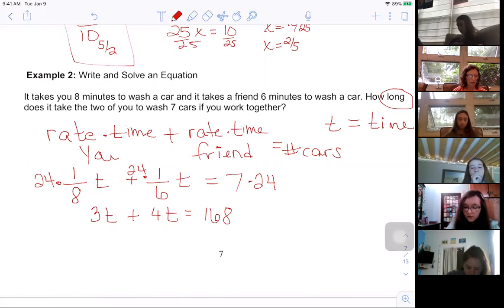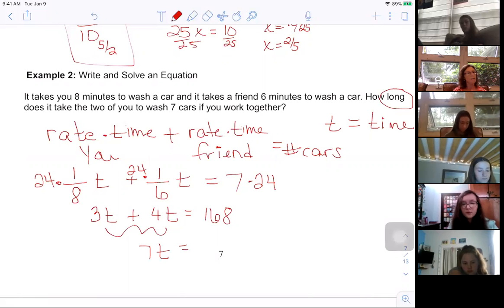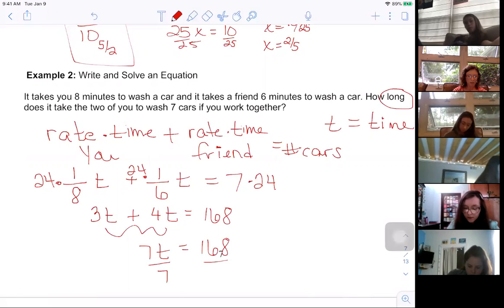Now, notice when you add these together, it ends up being 7t. That's just purely coincidence that we happened to start out with 7 cars, and when we added them together, we got 7t. If I had 10 cars, it wouldn't be equal to the same value. And then we divide by 7. How long does it take you and your friend to wash 7 cars?